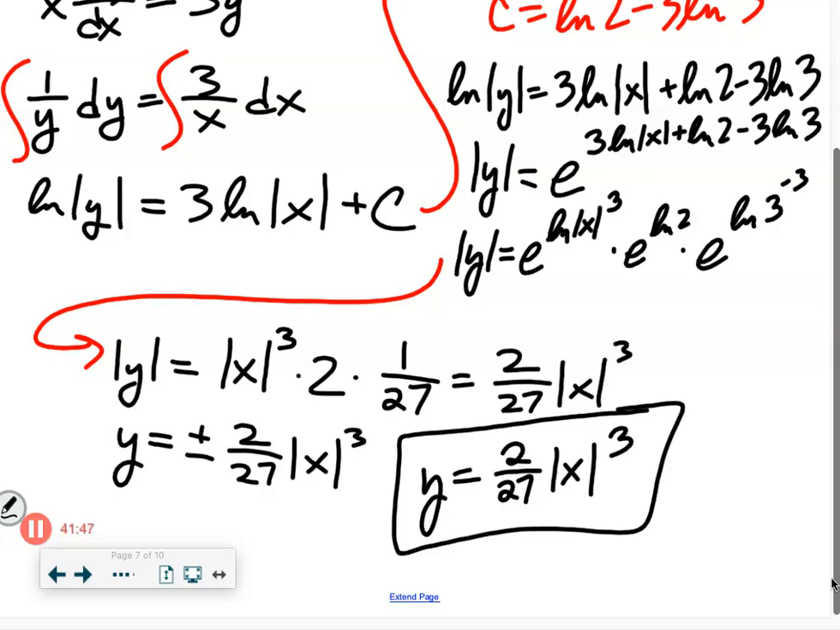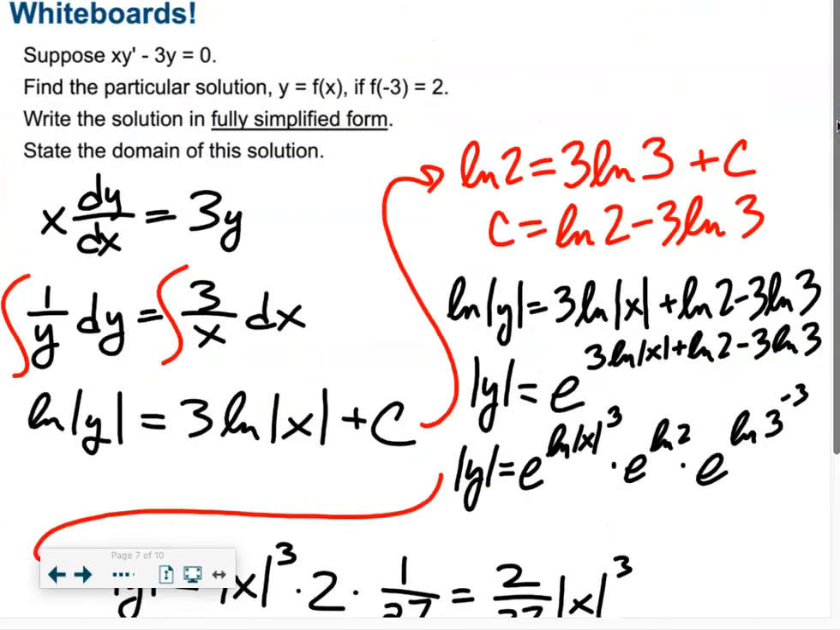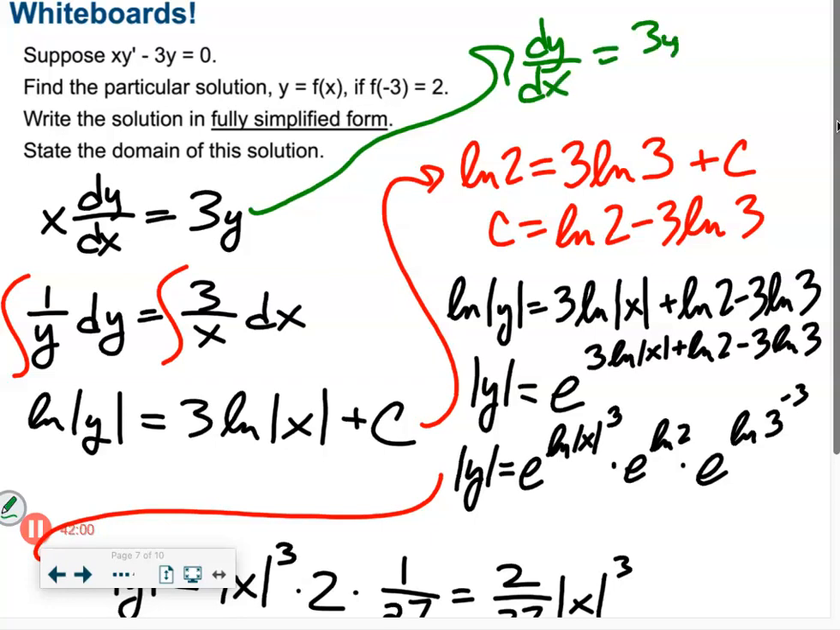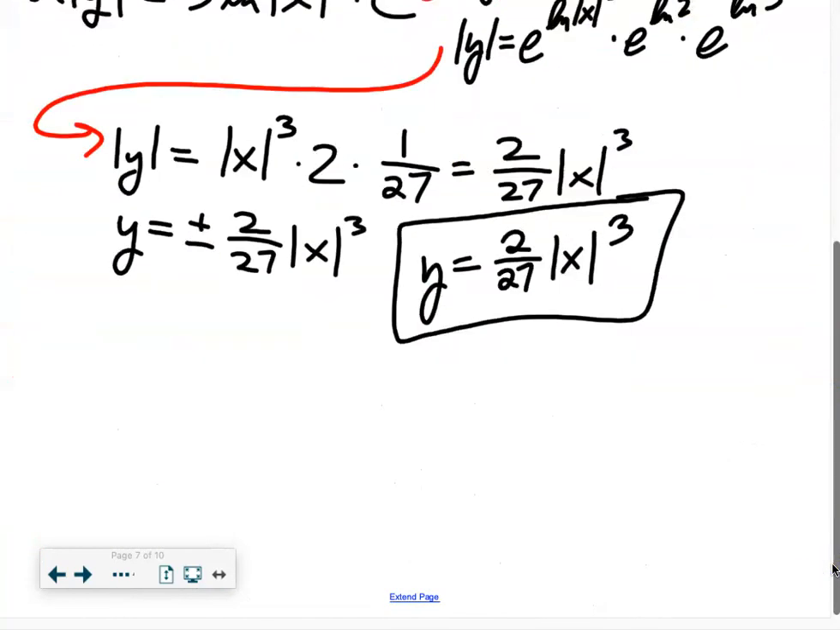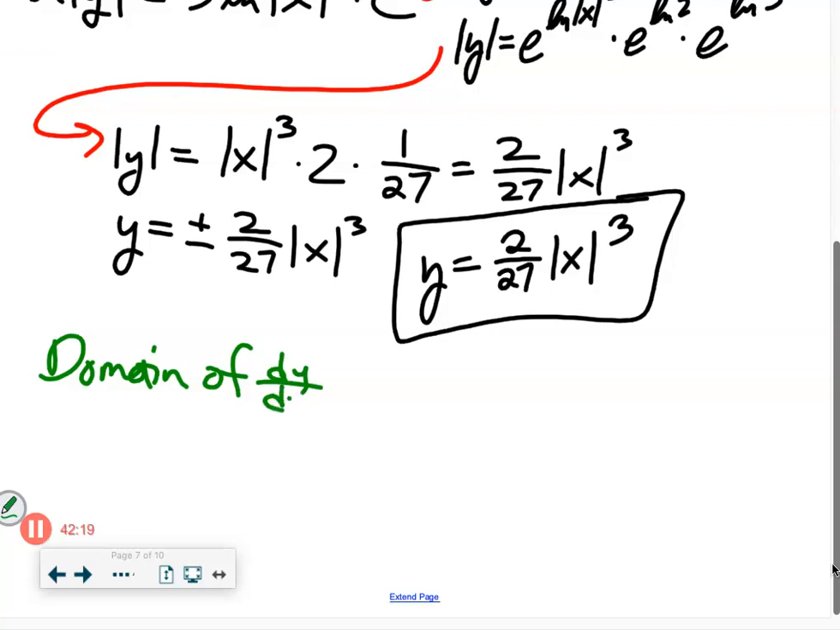All right. So now we got to do the domain. When you do your domain of your original, I'm going to write it out because we don't even have the original differential equation written anywhere. So dy/dx equals 3y over x. What's the domain of this guy? All reals except 0, right? So I'm going to write this out in steps here. So the domain of dy/dx is all reals except 0.